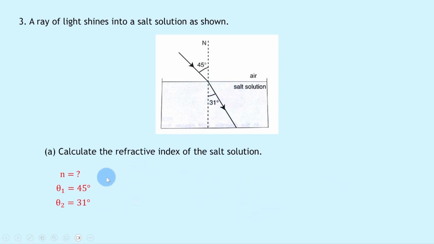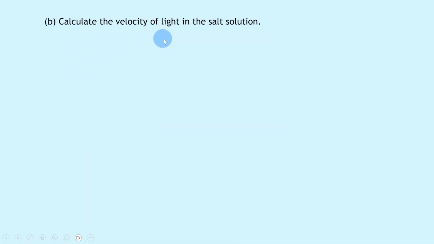Writing down our equation relating N, θ1 and θ2, we have N equals sin θ1 over sin θ2. Substituting in the numbers gives sine of 45 divided by sine of 31, and putting that into your calculator should give you an answer of 1.37. Part B says calculate the velocity of light in the salt solution. So here we want to find the velocity in the denser medium, which will be V2, as opposed to V1, which is the speed of light in air. So we're trying to find V2.